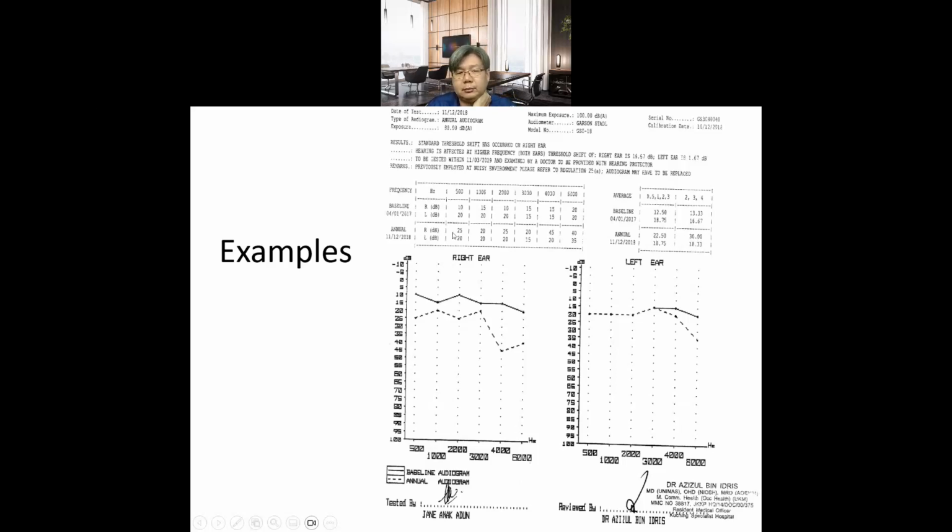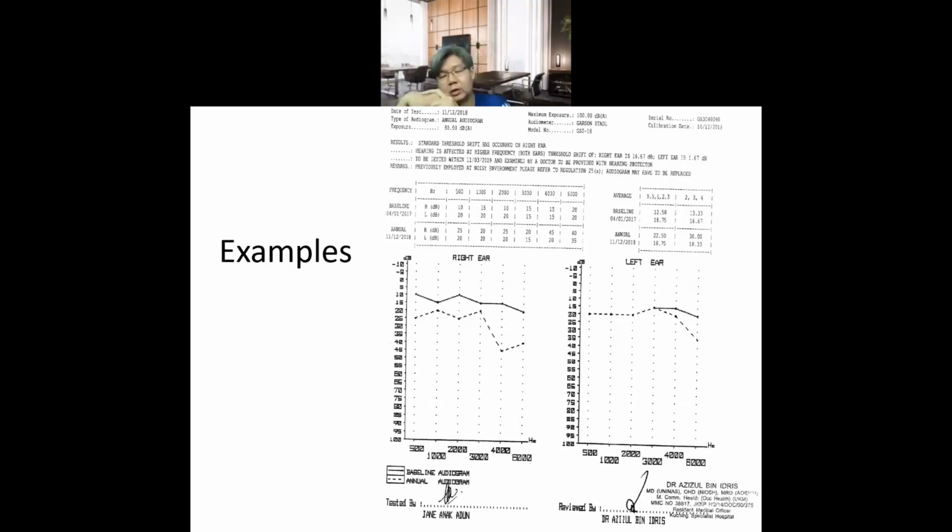For example, right here, you notice 2, 3, and 4 kilohertz. Annual is 25 plus 20 plus 45. Add up, divide by 3, it becomes 30. If you look at his baseline at 2, 3, 4, 10, 15, 10 divided by 3, it's only 13.3. Subtracting, the difference is more than 10, right? So we say he has a standard threshold shift. Then we have to notify. So this is how we figure out all these things.